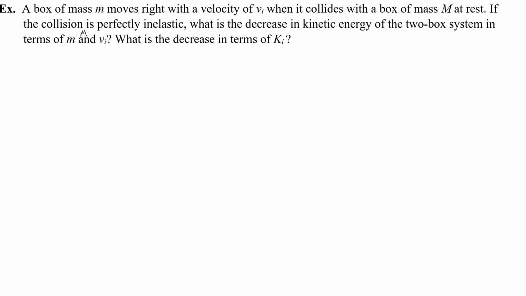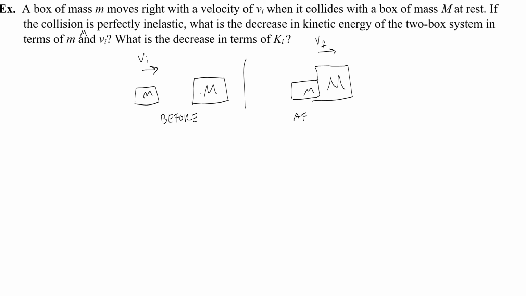Okay, let me draw this situation. Occasionally the AP test likes to use VI and VF for momentum problems, so we'll just go ahead and use that. Normally we use V naught and V, but we can do VI and VF for initial and final. To figure out what the decrease of kinetic energy is, I need to figure out what VF is going to be. And to do that, I would start with momentum conservation, so P naught equals P. And I would note that the momentum in the beginning is just m times VI, because the little m block is moving, but the big M block is not.